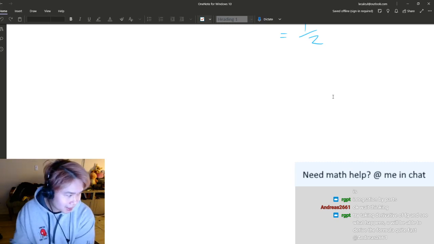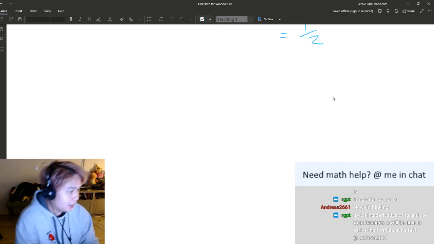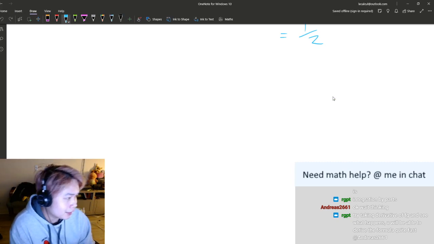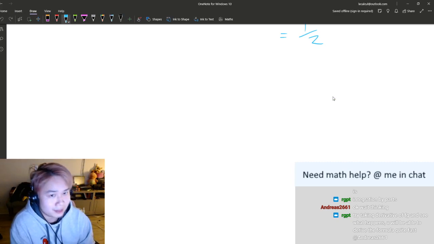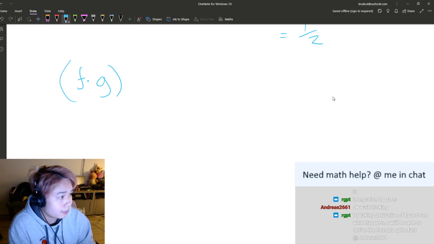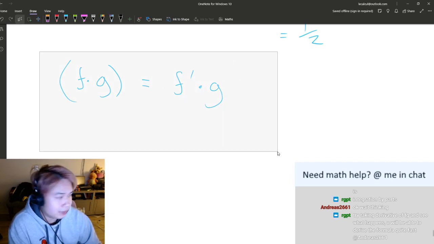So RGPT is kind of guiding you through, and then let me just walk you through RGPT's advice. So let's say that you have two functions, right? And they're being multiplied together. If you want to take their derivative, then we know that this is a product rule. Or actually, let's use Leibniz notation.